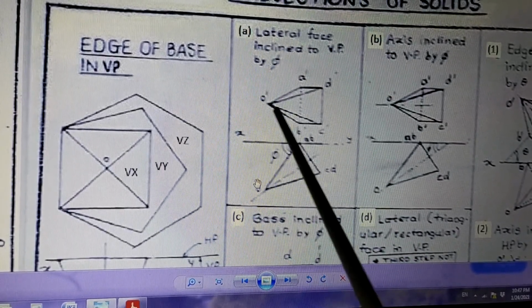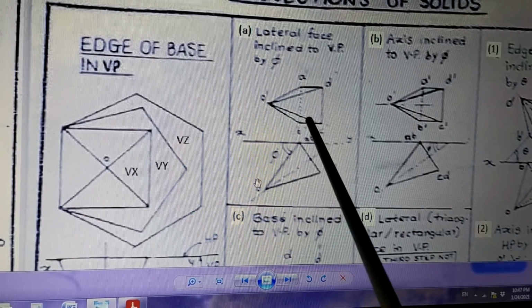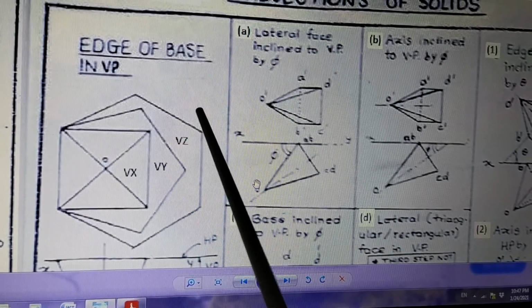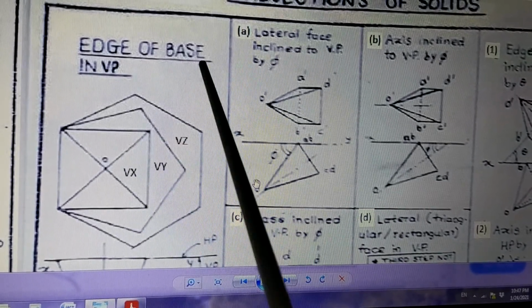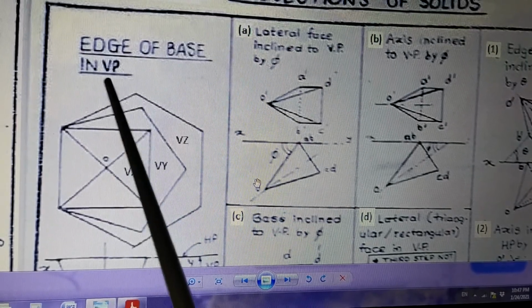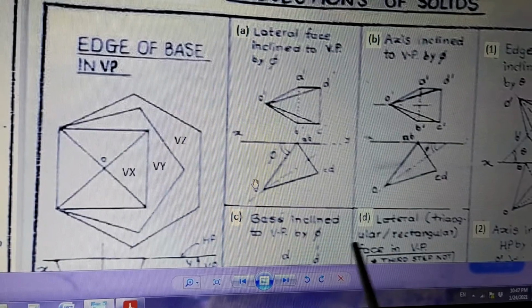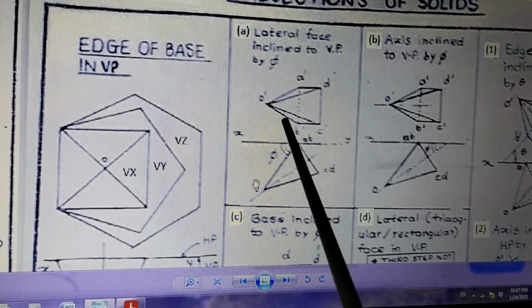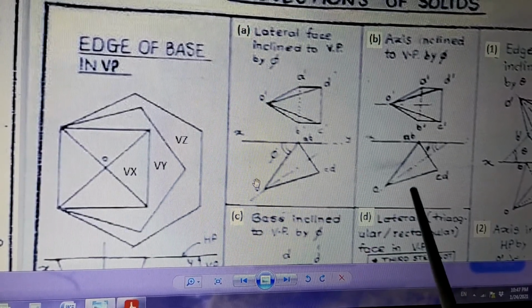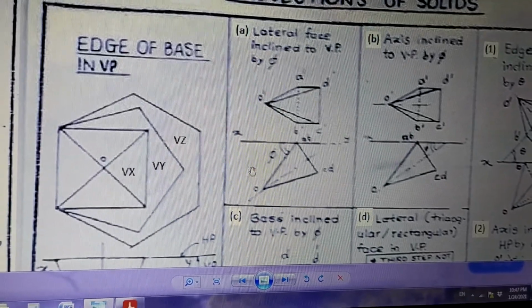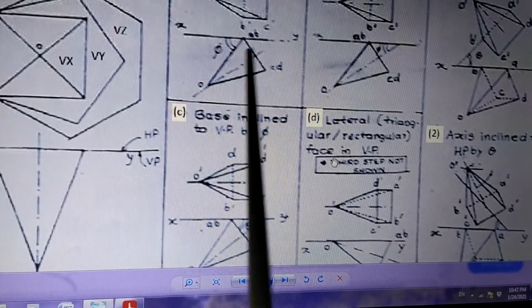So everything is already discussed earlier. Same procedure is to be followed. Only what we learn here new is that the solid is resting in VP. Now when it is resting in VP, again there are two types. Inclination has got four types: by its lateral face, by base, by axis, and it is completely touching the VP. So they are the four possibilities, same like last time.